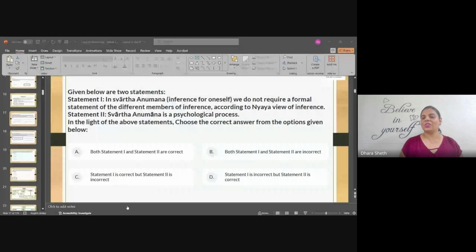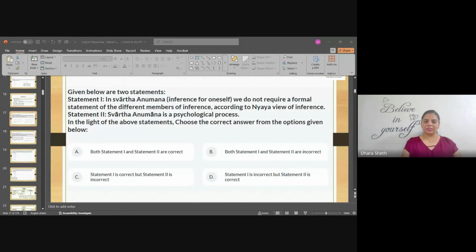Okay. So let's talk about Swarth Anuman, explanation to oneself. When I explain to myself that I want to eat ice cream, did I think of structure? Did I think of a formal explanation? No. The class is over, I'll have an ice cream. That's it. So Swarth Anuman does not require you to give a pratijna, a hetu, and then an udaharan, and then say that now upanaya is there, and finally we reach the nigamana, the conclusion that yes, ice cream needs to be eaten.